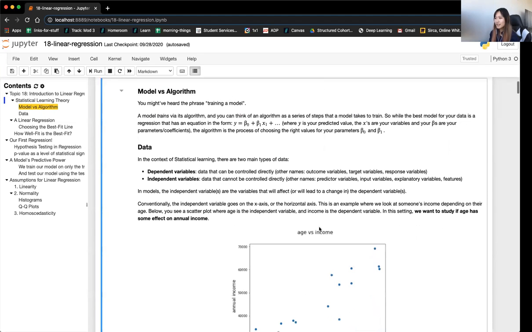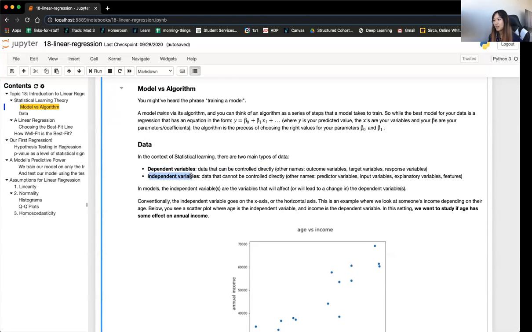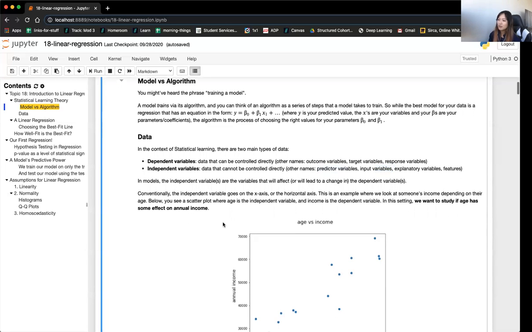So in the context of statistical learning, there's two main types of data, and we'll be using these terms a lot over the rest of this phase. We have dependent variables and independent variables. There are a lot of different synonyms for these. Dependent variables, basically data that can be controlled directly. For our purposes, they can be called outcome variables, target variables, response variables. And also independent variables, which are data that cannot be controlled directly. These are predictors, inputs, features, explanatory variables. So in our models, independents affect the dependents.